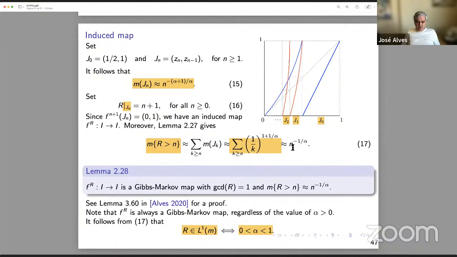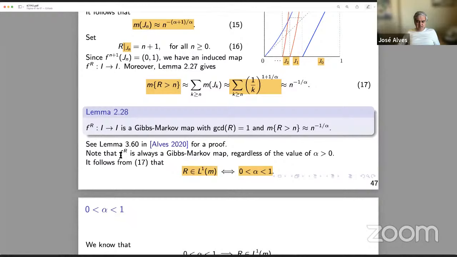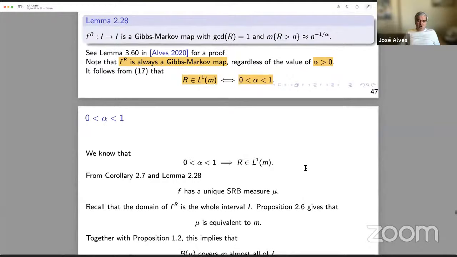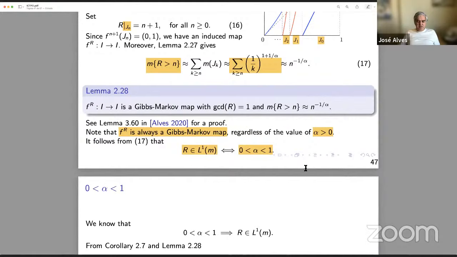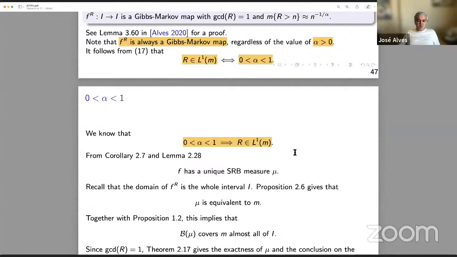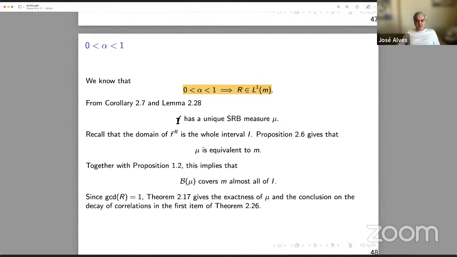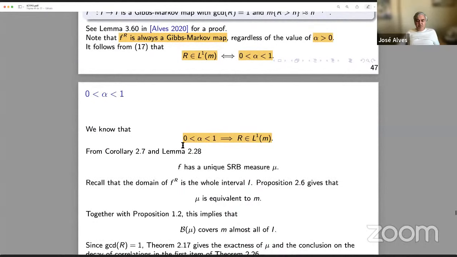But it's important to notice that FR is always defined, regardless of the value of alpha bigger than 0. What happens is that for alpha greater or equal to 1, the recurrence time is no longer integrable, okay? But this information will be useful later. So let us focus now on the case alpha between zero and one, the case where the recurrence time is integrable. And from previous results, this was a corollary of the previous lemma, because it has an induced map, we deduce that f has a unique SRB measure mu.